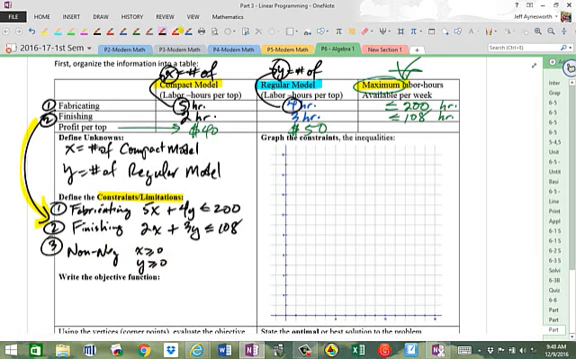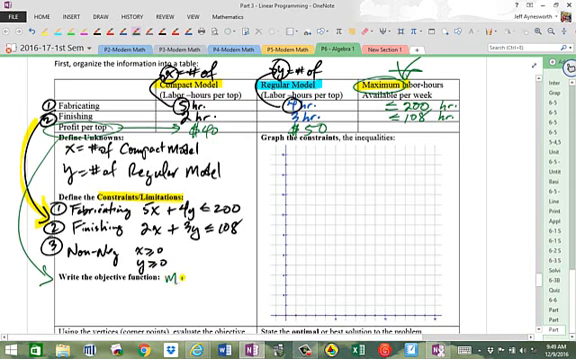And our goal, our profit function, right here, the profit is our goal. We want to maximize profit. So we need to write a profit function. We take $40 times the number of compact models we have, so you take 40 multiplied by x. So profit is equal to 40 times x. You get $40 for each compact model and $50 for every regular model, right? So plus 50 times y. There's your profit function, and we're going to maximize that after we're done with the feasible region.